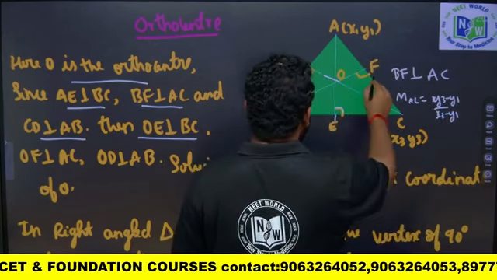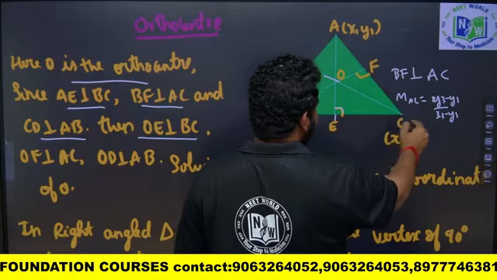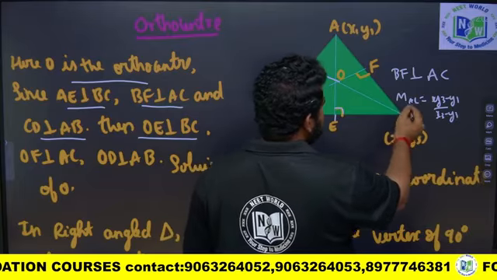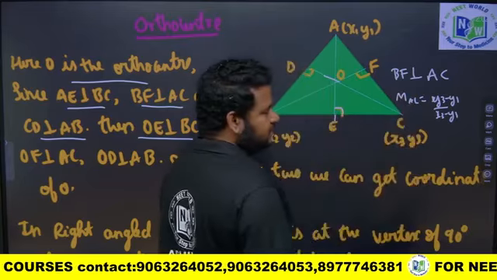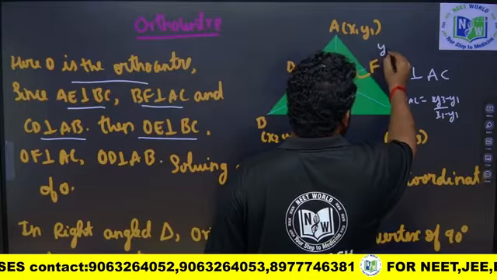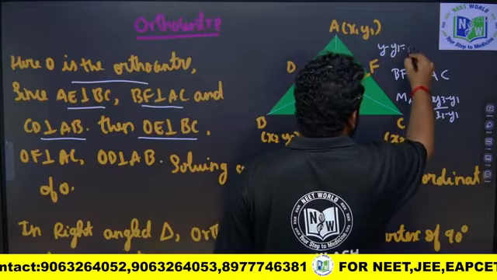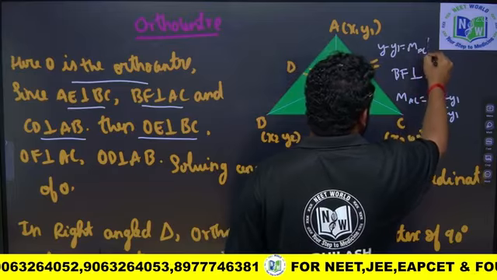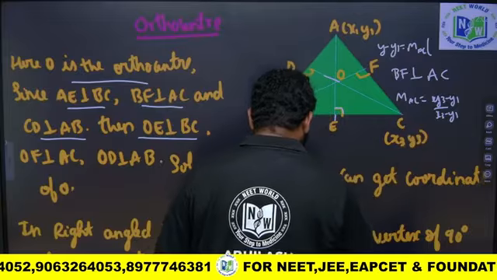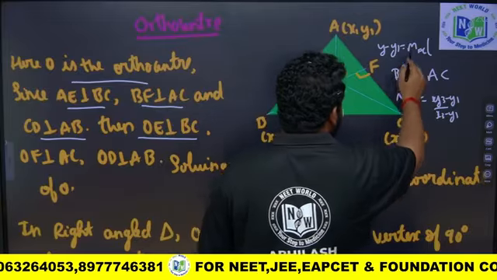Now you have to find out the equation of BF. To find the equation of BF, you can use this slope and you can use the point-slope form. You can write y minus y1 into the slope. The slope of BF should be the negative reciprocal of m of AC, because it is perpendicular.